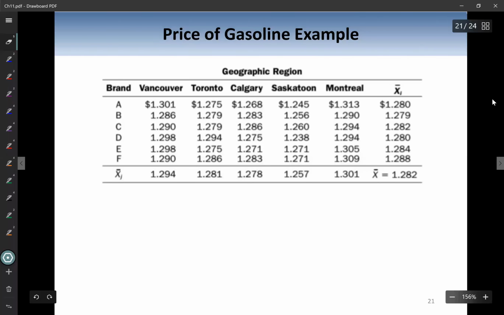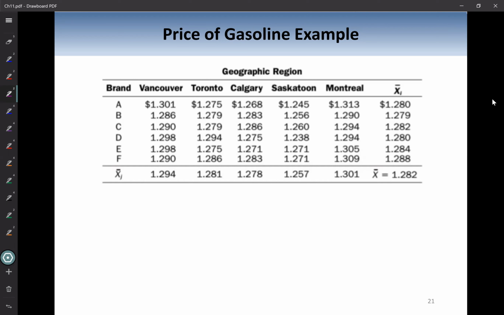We're looking at the price of gasoline example, and we have our variable of interest, geographic region, that is the treatments. So we have 5 treatments: Vancouver, Toronto, Calgary, Saskatoon, and Montreal. And we have 6 different brands, which are blocks, A, B, C, D, E, F, but they could represent Esso, Petro-Canada, Costco, and so forth.